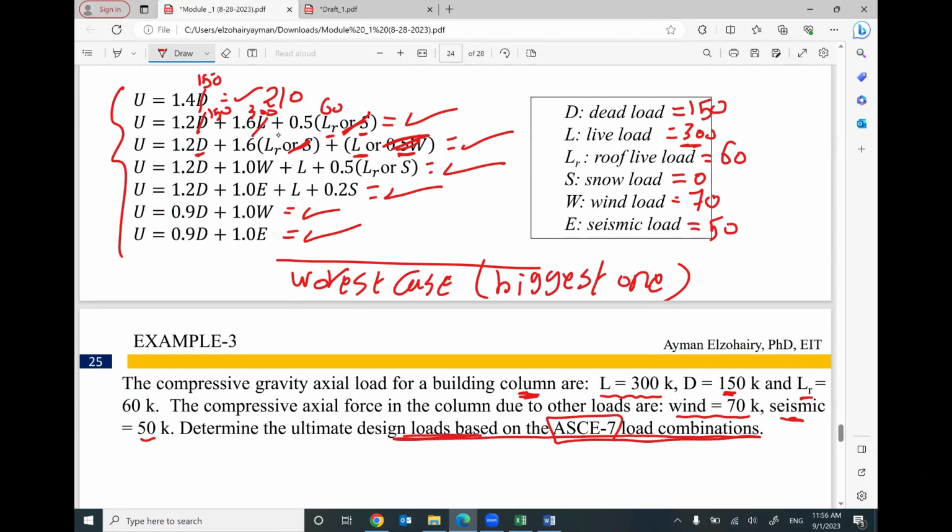It's a piece of cake, just a piece of cake. How to figure out these numbers? Live load equals 300, 150, 60, 50, wind load 70. This is a different story. This is coming from structural analysis and the software, and we need to define cases of loading. We will cover all of this. But so far, we have ready values for each of these categories: dead, live, roof live load, snow, wind, earthquake. Then I need only to grab these numbers and put them in this combination to find out the worst case.